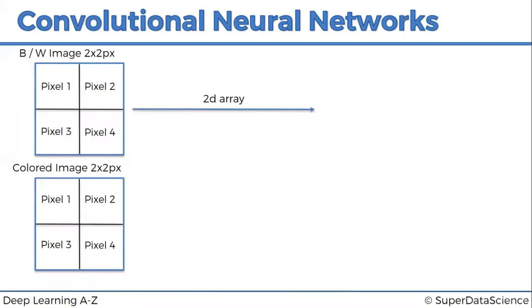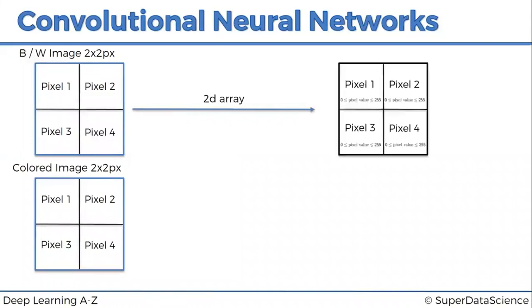So the way we see it right now on the left is just the visual representation, some kind of picture. For simplicity's sake, it's just a 2x2 picture. But in computer terms, it's actually a two-dimensional array with every single pixel holding a value.